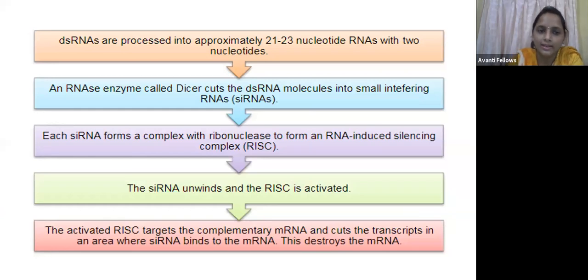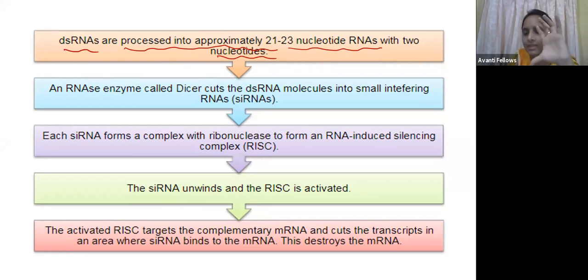So guys, see here, double-stranded RNAs are processed into approximately 21 to 23 nucleotide RNA. I have told you that by using the Agrobacterium Ti plasmid, we have inserted the gene into the plant. Which gene? That is the nematode specific gene. What happens next in the plant? That nematode specific gene was converted into the double-stranded RNA by the process of RNA interference.